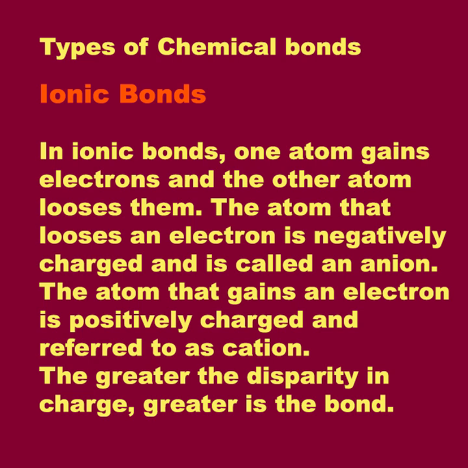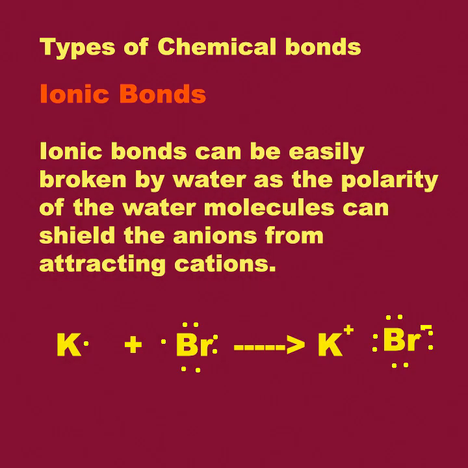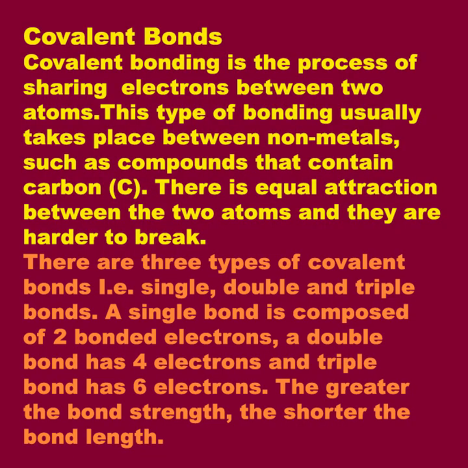The atom that loses an electron is positively charged and is called a cation. The atom that gains an electron is negatively charged and referred to as an anion. The greater the disparity in charge, the greater is the bond. Ionic bonds can be easily broken by water, as the polarity of the water molecules can shield the anions from attracting cations.